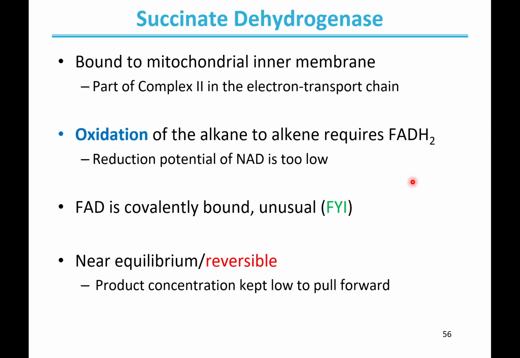Okay. Succinate dehydrogenase is different in that it's not a soluble protein in the matrix. It's actually bound to the mitochondrial inner membrane, and it's part of complex 2 in the electron transport chain. Oxidation of alkane to alkene requires FAD or FADH2, because the reduction potential of NAD is too low to do this electron transfer. Okay. The FAD in succinate dehydrogenase is actually covalently bound, which is a little bit unusual.